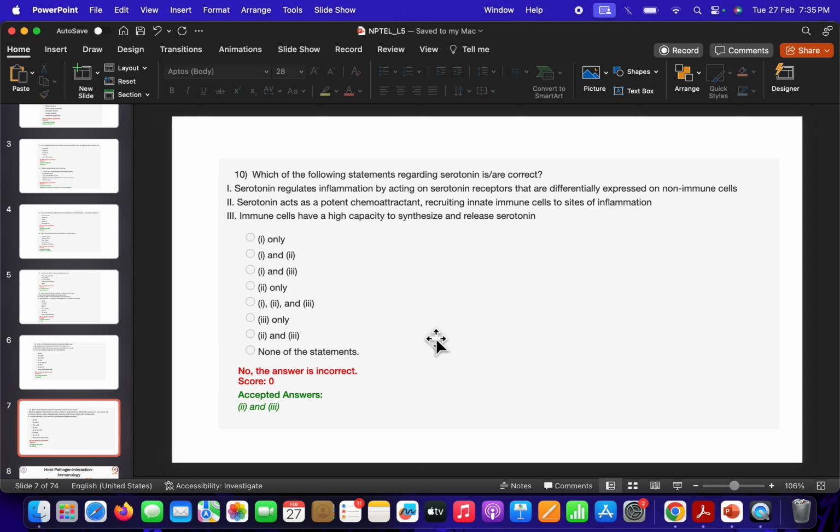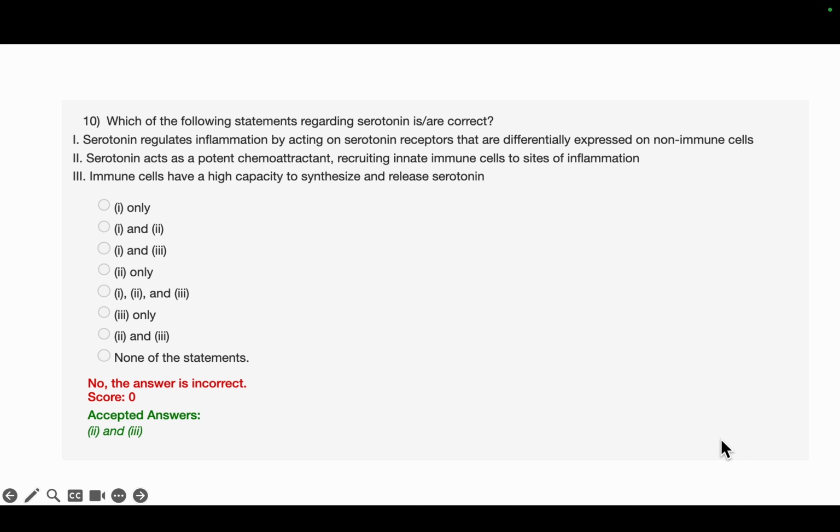Which of the following statements regarding serotonin is or are correct? Serotonin regulates inflammation by acting on serotonin receptors that are differentially expressed on non-immune cells. Serotonin acts as a potent chemoattractant, recruiting innate immune cells to the site of inflammation. Immune cells have a high capacity to synthesize and release serotonin.